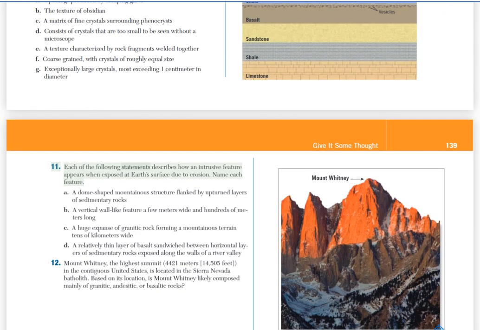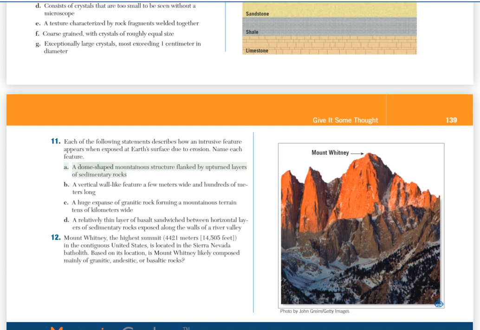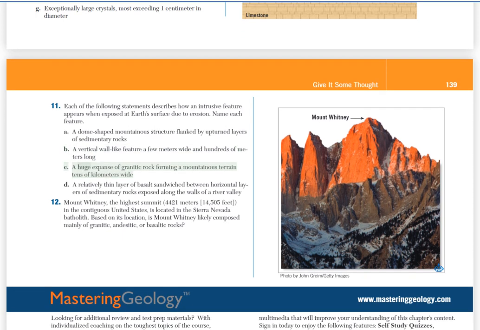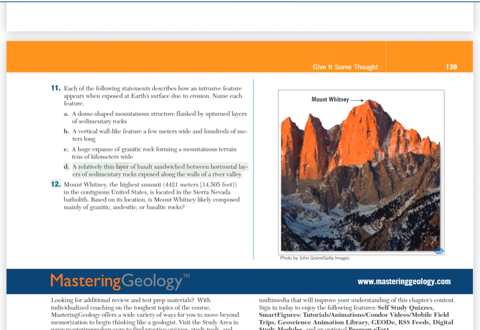11. Each of the following statements describes how an intrusive feature appears when exposed at Earth's surface due to erosion. Name each feature. A. A dome-shaped mountainous structure flanked by upturned layers of sedimentary rocks. B. A vertical wall-like feature a few meters wide and hundreds of meters long. C. A huge expanse of granitic rock forming a mountainous terrain tens of kilometers wide. D. A relatively thin layer of basalt sandwiched between horizontal layers of sedimentary rocks exposed along the walls of a river valley.